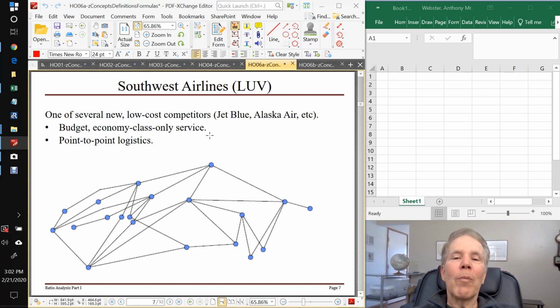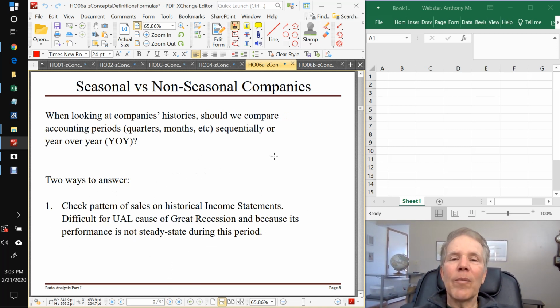But for most of their life, it has definitely helped them cut down their cost structure a lot. Okay, and we talked about seasonal versus non-seasonal. In this class, I would definitely need to tell you if a company is seasonal, and if I don't say anything, you can assume it's not seasonal. But we talked about how you can tell if a company is seasonal.